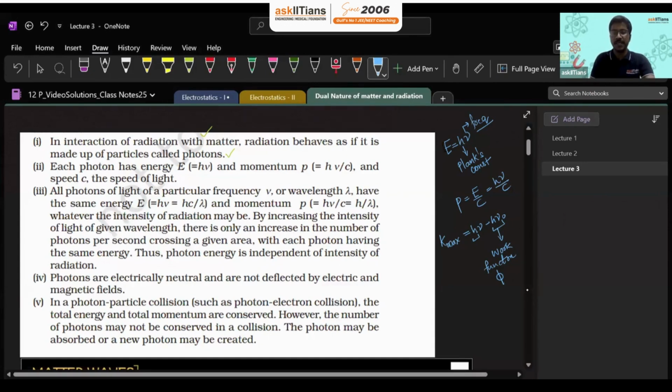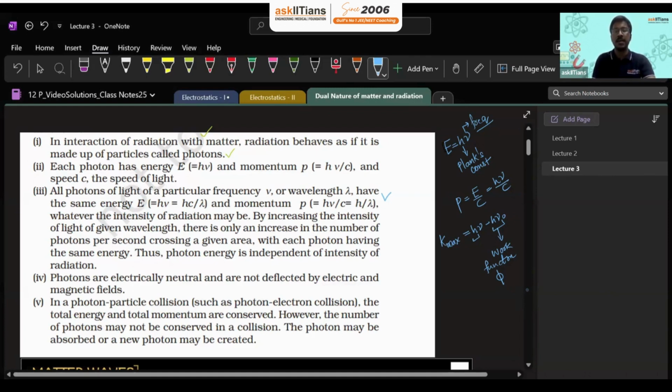What is work function? It is basically the minimum energy required to eject the electron from the metal surface, right? So by increasing the intensity of light of a given wavelength, there is only an increase in the number of photons per second crossing a given area. The number of photons per second increases as we increase the intensity, according to particle theory, with each photon having the same energy. The energy of a photon is not increasing, but rather the number of photons is increasing, and thus the number of electrons ejected will also increase. So photo current will increase, right?